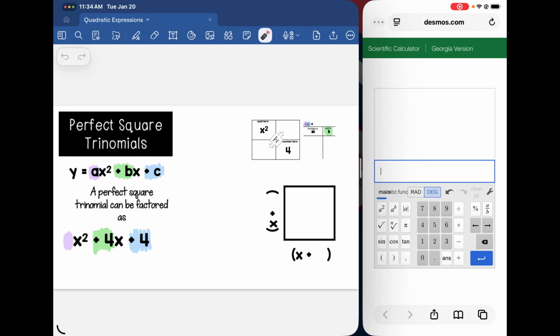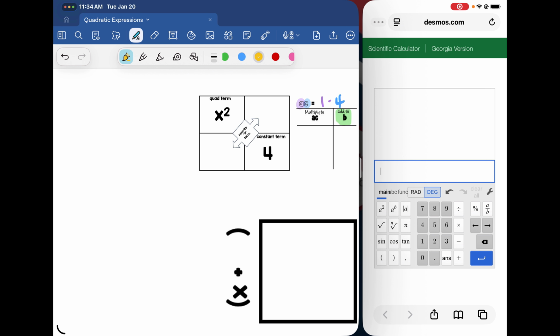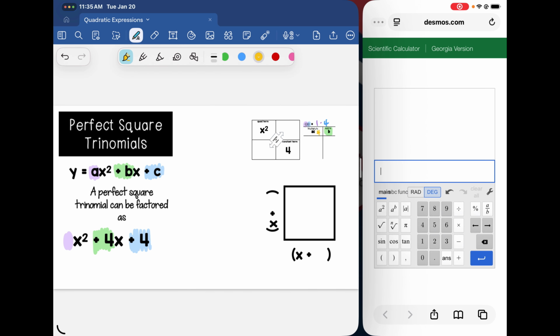So we're going to factor it like a review. I'm going to use my area model so I can find my two side lengths on the outside. I've already written my quadratic term and my constant term, and I need two numbers right here that will multiply to a times c and add up to b. So first of all, what is my a times my c value? Well, since my a value is 1 and my c value is 4, my a times c value would be 1 times 4, which will give me 4. So I want two numbers that will multiply to 4 and add to my b term, which is also 4.